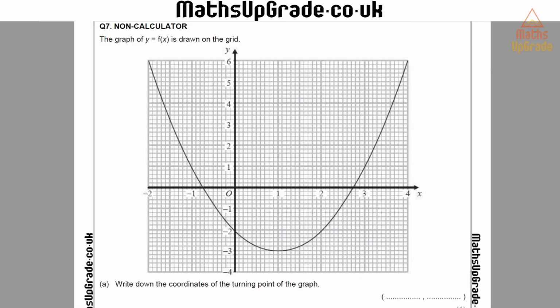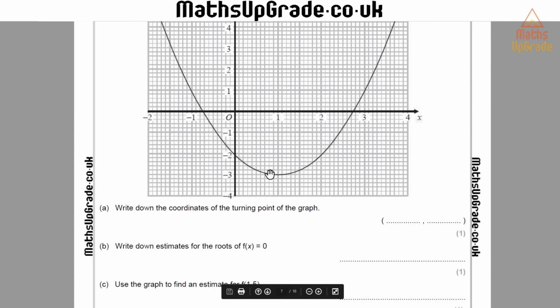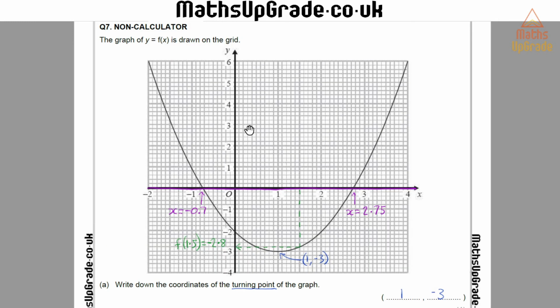On question 7, we're given the graph of y equals f of x. We need to write down the coordinates of the turning point. So the turning point is here. You can see here x equals 1 and y equals negative 3.